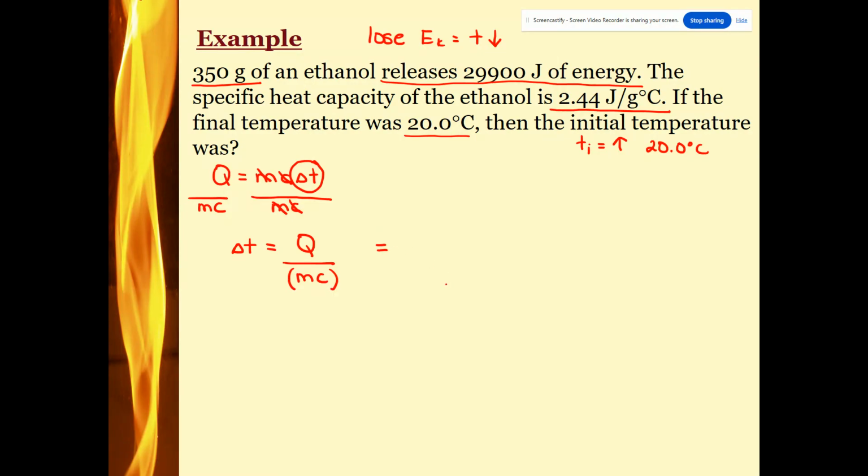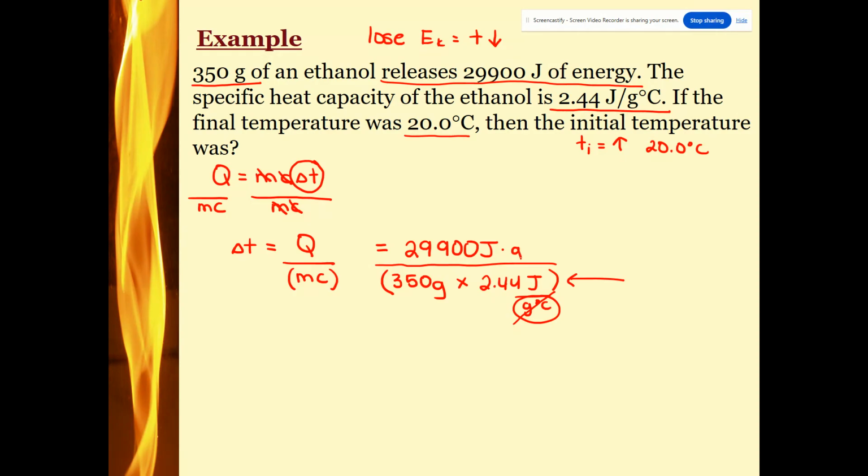So if I look again at doing this calculation now, I have 29900 joules as my Q, and I'm going to divide that in brackets by my mass, 350 grams, times my specific heat capacity, 2.44 joules per gram degree Celsius. Now, there's a rule in math, and I'm not a math teacher, so I can't fully get into detail, but when you have units that are going to be in the denominator of the fraction, it actually makes them move up to the numerator. Okay?